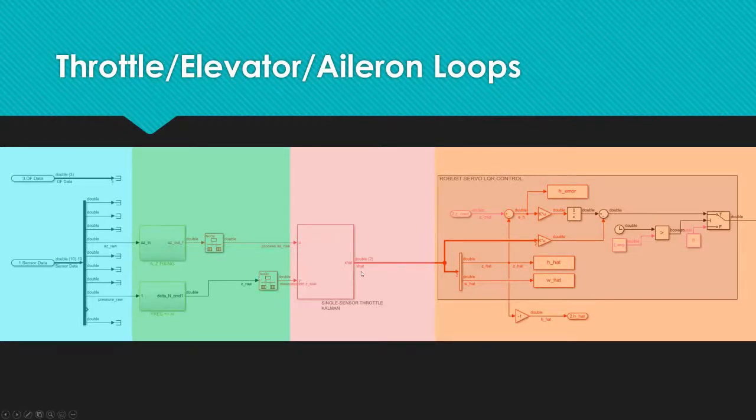Next, in this pink area is the actual Kalman filter, which is based off of matrices designed in the Homework 4 assignment. And then the estimated states come over to the robust servomechanism LQR controller, which we cover in more detail later. The integral control path and the state feedback control path are then combined in standard RSLQR fashion and spat out as the T output. Similar things occur for the elevator and aileron loops, the only difference being the states and the sensor data and optical flow data used.